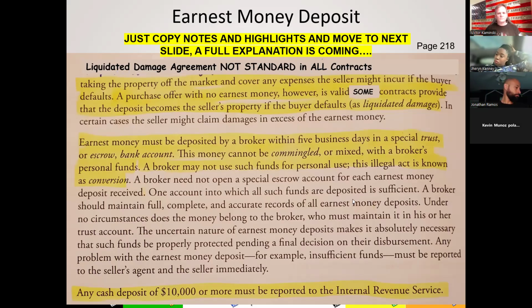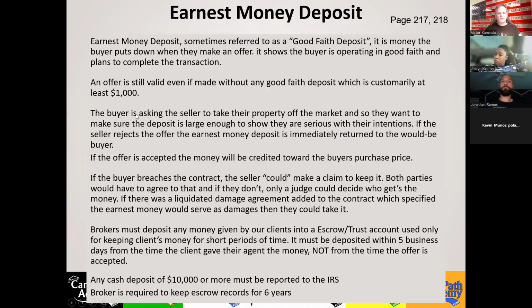All right. So here's my little story on this, where I elaborated a little bit more with my own story, once again, of the notes that you just highlighted. Earnest money is sometimes called a good faith deposit, and it's the money the buyer puts down when making an offer. It shows the buyer's operating in good faith and plans to complete the transaction. An offer is still valid even if made without any good faith deposit, which is customarily at least $1,000. You should have $1,000 if you're buying a house, right?